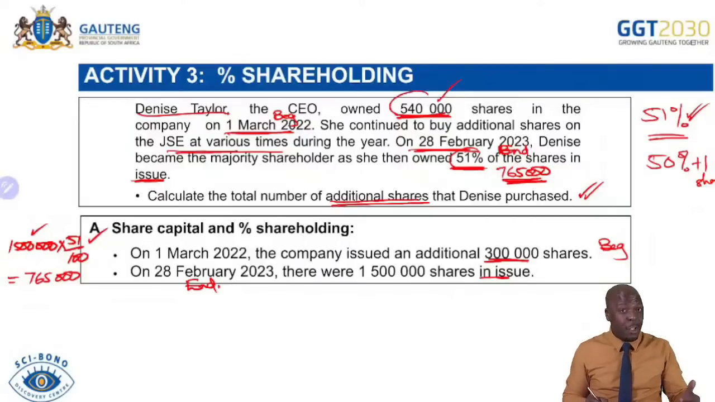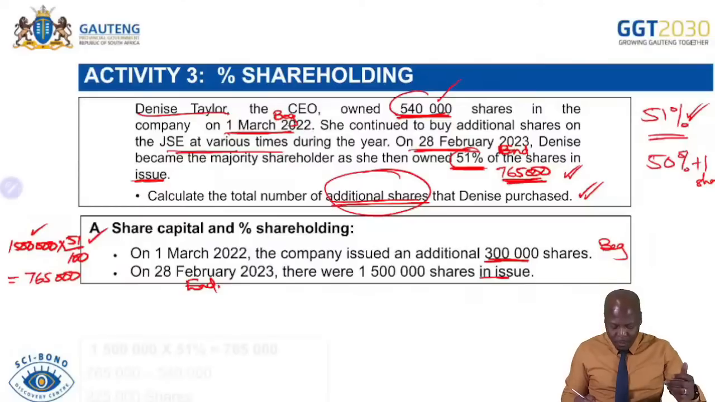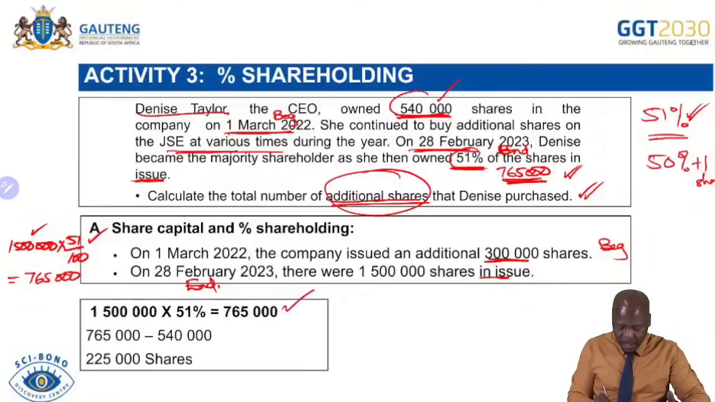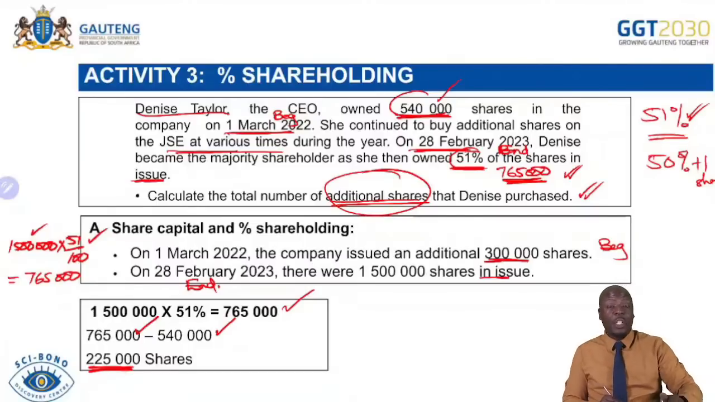Now, Denise is now holding 765, but at the beginning she had 540. She had 540 at the beginning of the financial year. At the end of the financial year, she has 765. The question is, how many shares did she buy? This is an easy one. So if she has 765, and at the beginning she had 540, how many more shares did she buy? She bought 225,000 shares. That answers this particular question.